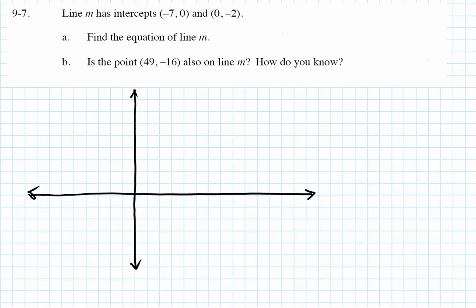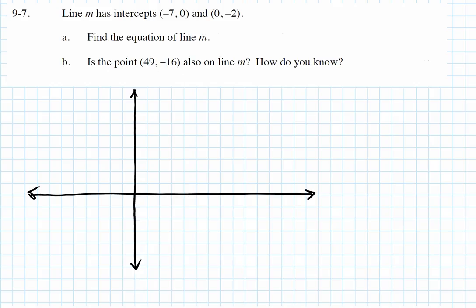Question 7. Line M has intercepts at (-7, 0) and (0, -2). Find the equation of line M. I'm going to begin by taking those 2 points and looking at them on the Cartesian coordinate plane.